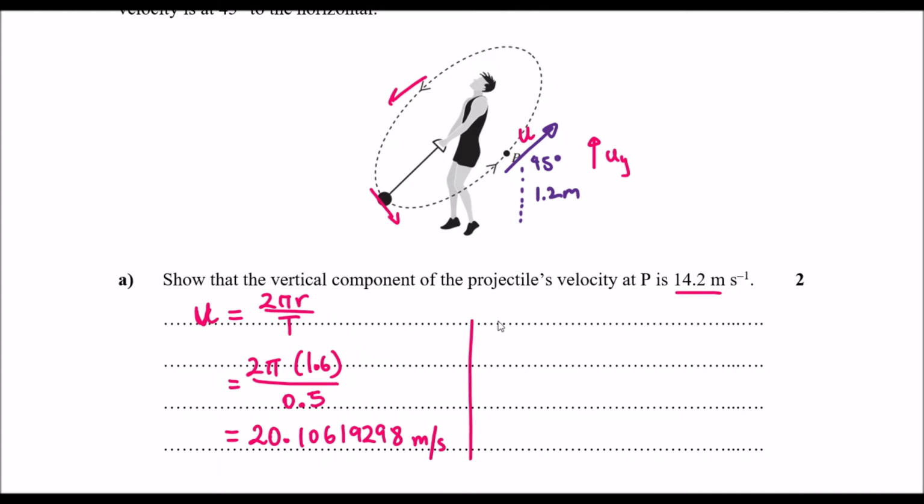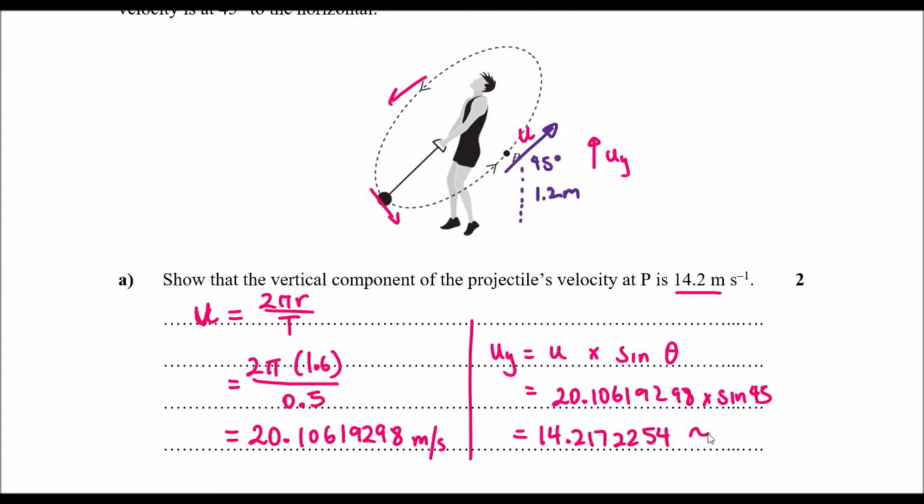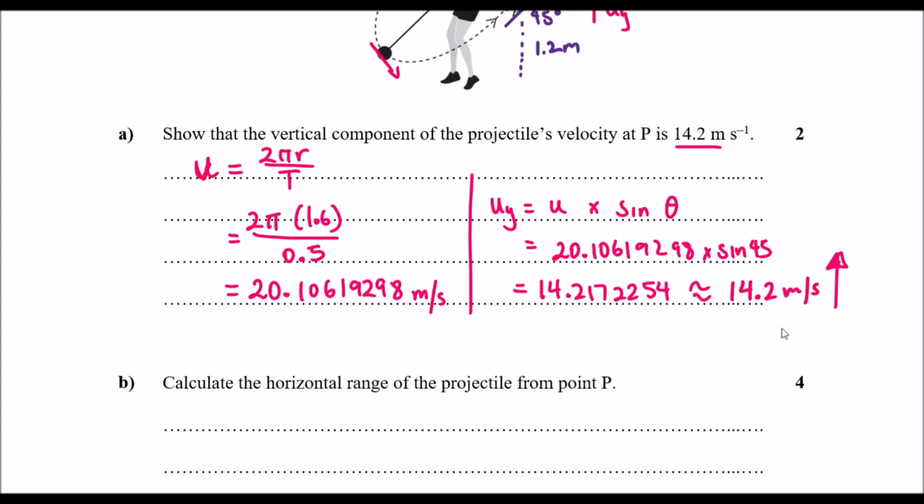So in this case, we need to use sine theta. So uy equals u multiplied by sine theta. In this case, u is the value that we just calculated, and then we have sine 45 degrees, and that gives me an answer of 14.2172254, and so if I round that to the value there, that is 14.2 meters per second going upwards. So that's how you do the first question. We move on to question 2.